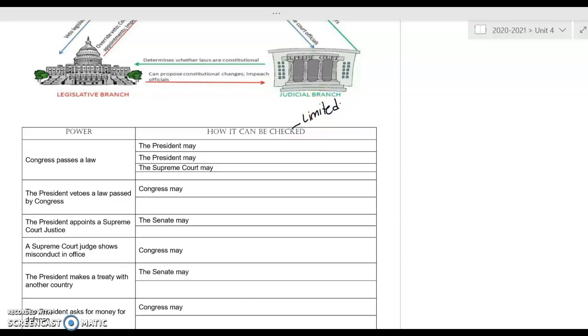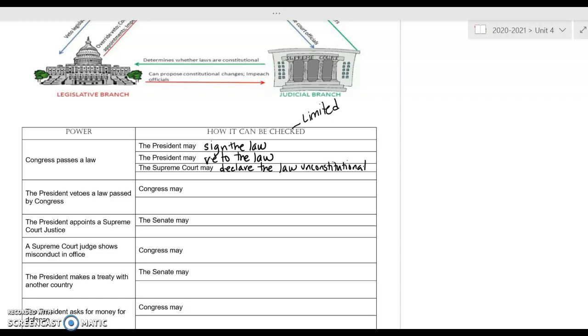So for example, it's Congress' job to pass a law, but in order for it to actually become a law, the president has to sign the law. But he can also veto the law, and then it will not become a law. If Congress passes a law and the president signs it, and it's an unfair law, the Supreme Court may declare the law unconstitutional. And if the Supreme Court declares the law unconstitutional, no one has to follow it.